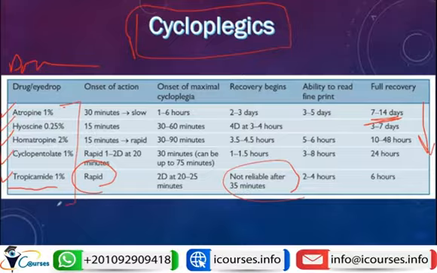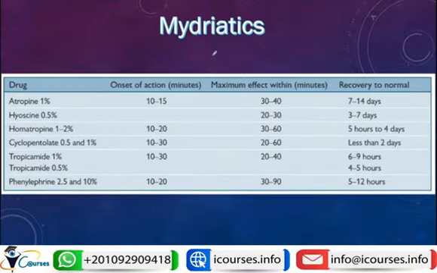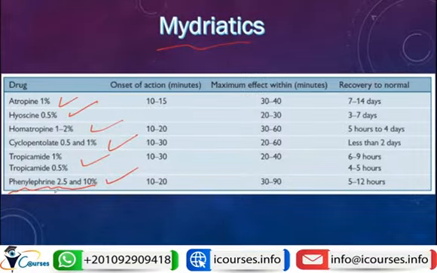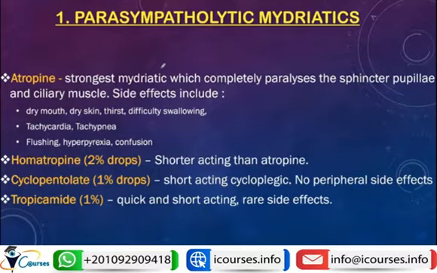So the same list of the cycloplegics will be on the dilators, but adding to them another drug. So atropine and hyoscine and homatropine and cyclopentolate, plus this sympathomimetic, which is phenylephrine. Phenylephrine is a sympathomimetic, but it is not a cycloplegic. It is a mydriatic, but not a cycloplegic. So let's talk about the parasympatholytic mydriatics.